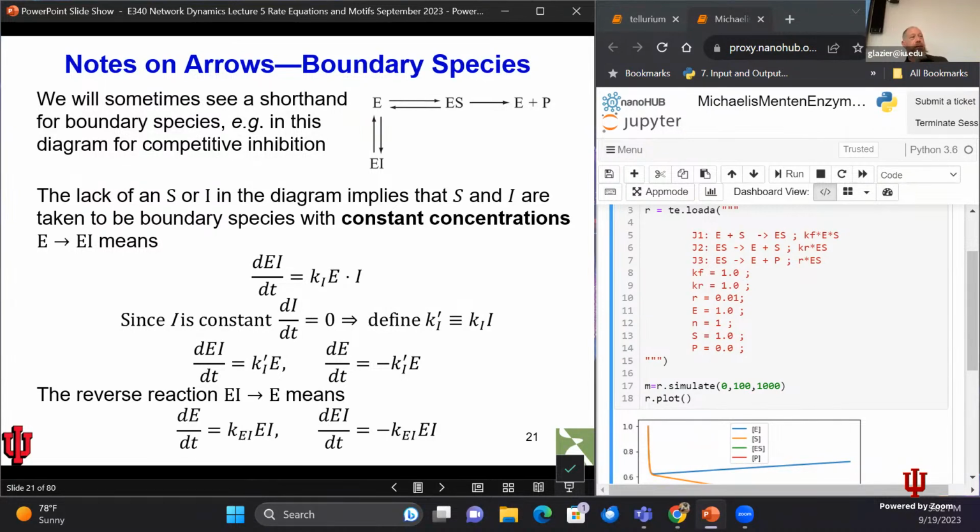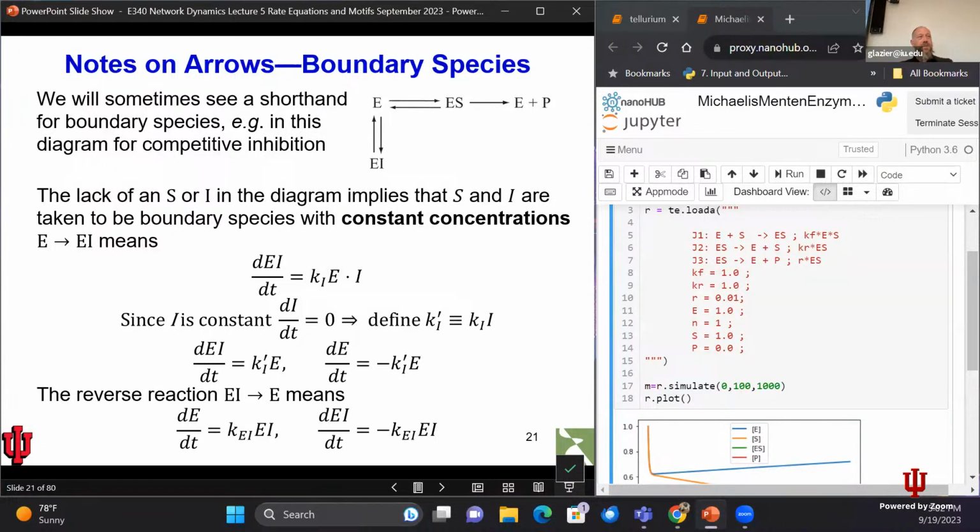This particular diagram that we're looking at here is one that you run into fairly commonly in biology. This is called competitive inhibition. And typically what you would do in a situation like this is you would ask, if I add I, it's called I because it's acting as an inhibitor, if I add I to my dish, does the rate of production of P go up or down? And the answer is, as I add more I, the rate of production of P goes down.